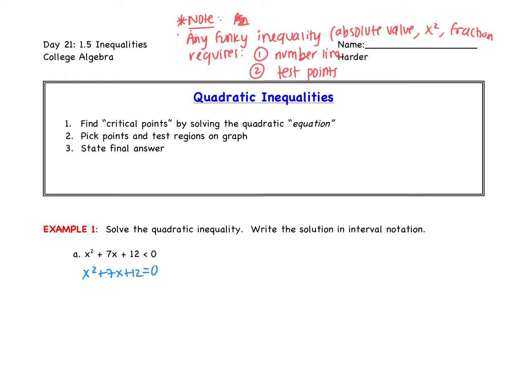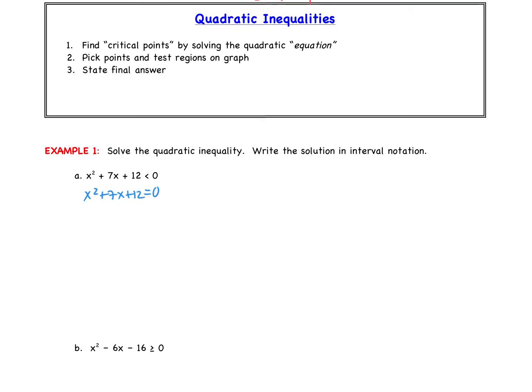And then we are going to solve that equation. So in this case, we are looking for two numbers that multiply to 12 and add to 7. So that's going to be 4 and 3. So that gives us then x equals -4 and x equals -3.